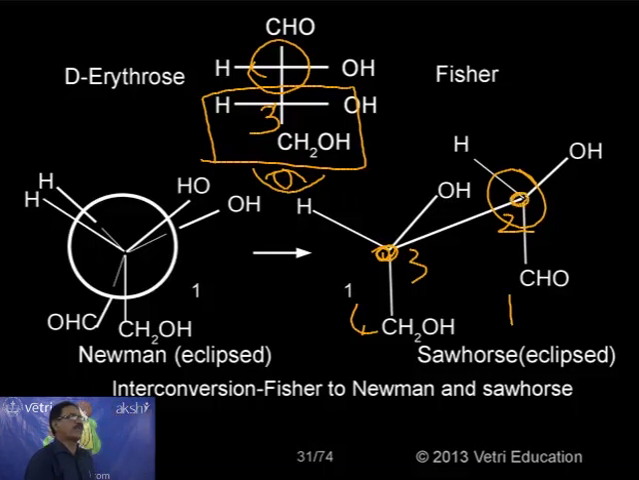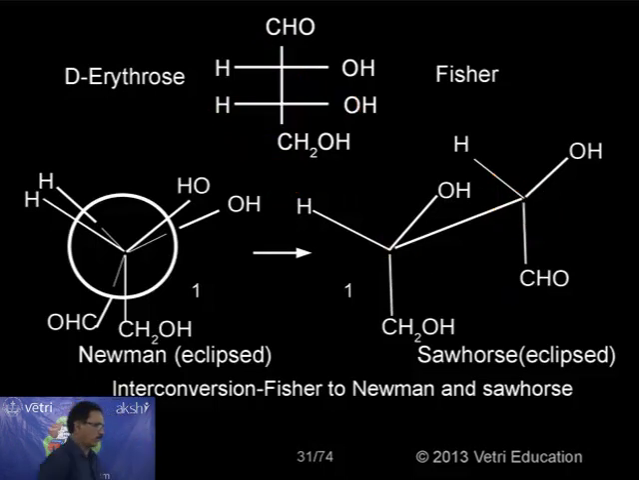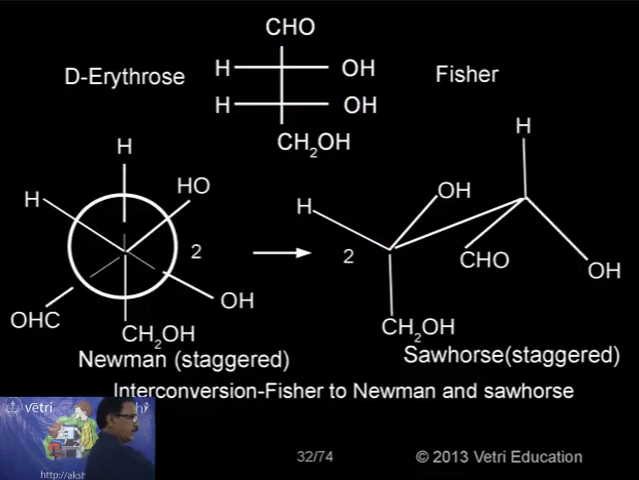So when we rotate, we get 6 different configurations: 3 eclipsed and 3 staggered. Only staggered is most stable, I have already explained. Out of the 3 staggered, the most stable is when the CH2OH group and the CHO group are 180 degrees away. So this is the way we have to view the formula, that is Sawhorse projection.